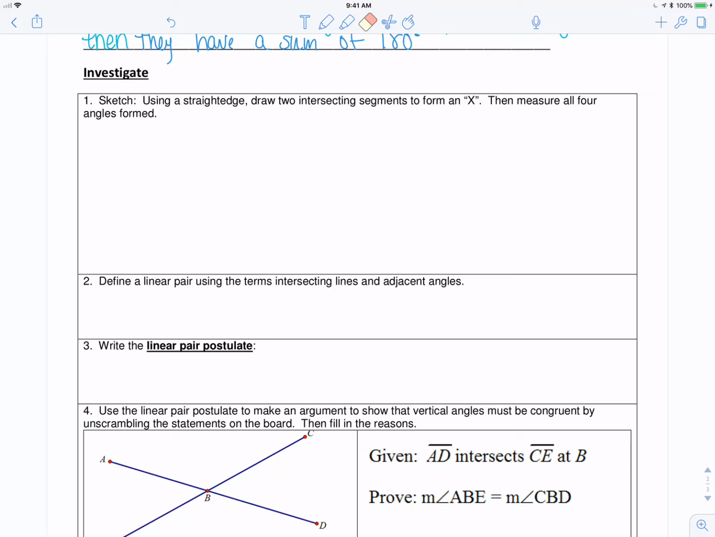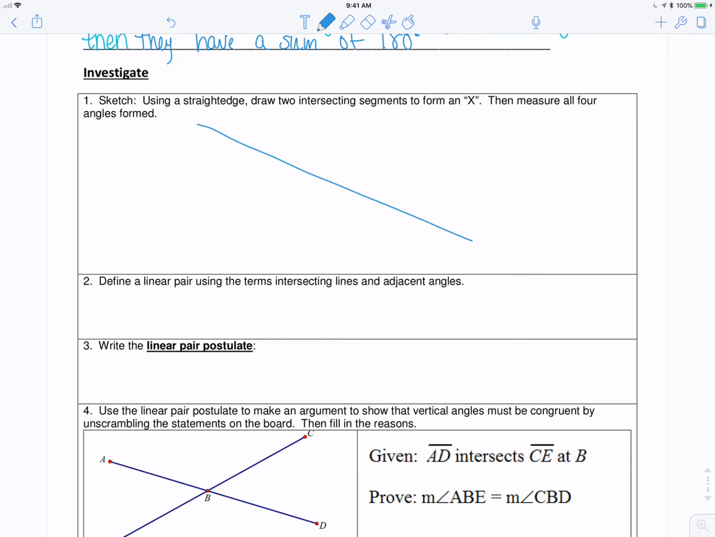Okay, we're going to investigate linear pairs of angles. So linear pairs, well, we'll define them in a minute. First, we're going to go ahead and do this sketch. It says using a straight edge and then measure, but we're going to switch over to GeoGebra and do this construction and measure it on GeoGebra to get more exact answers. So just follow along with me. I'll be doing this with you.